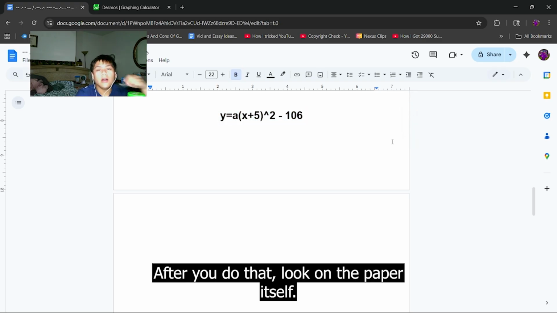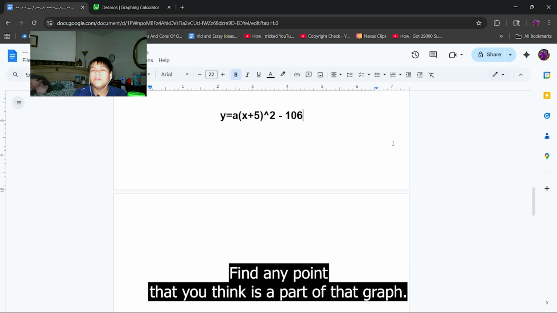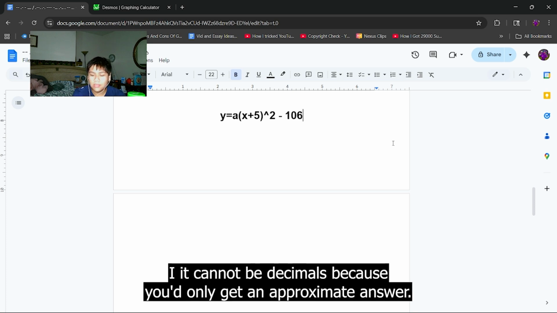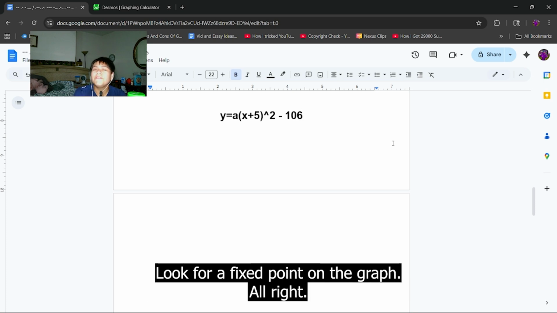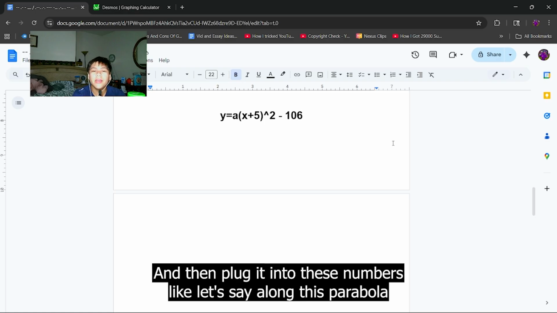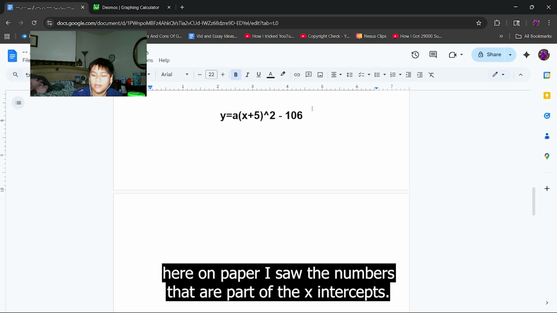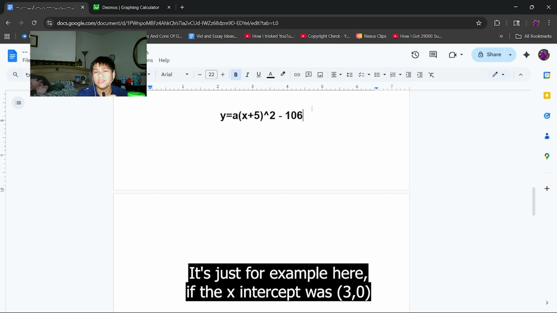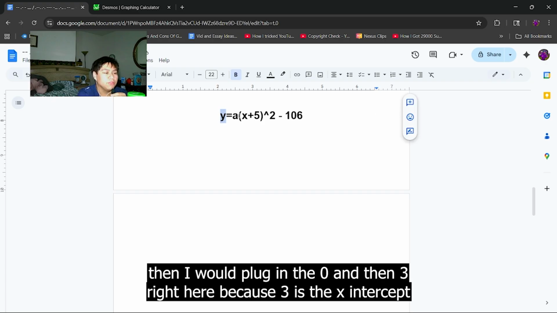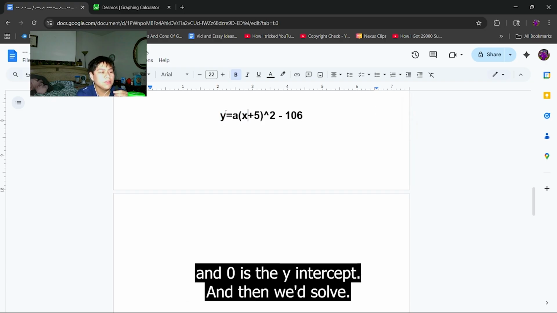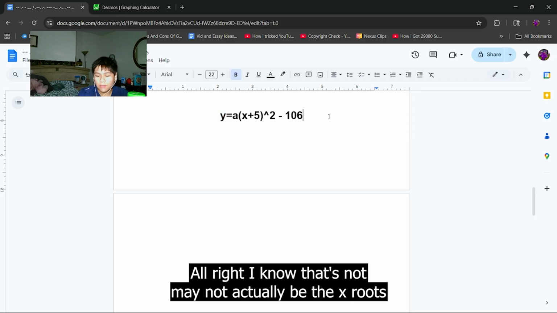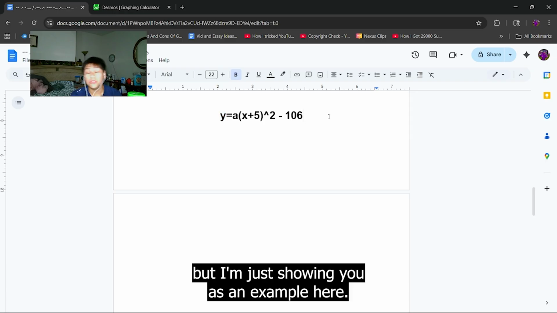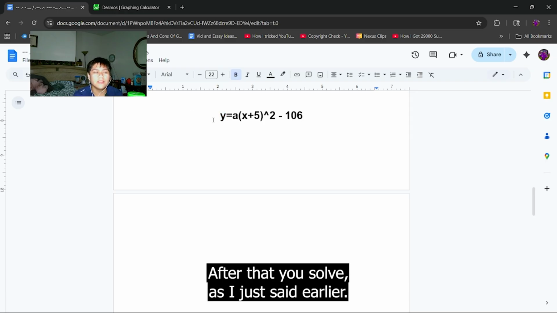After you do that, look on the paper itself. Find any point that you think is a part of that graph. It cannot be decimals because you'd only get an approximate answer. Look for fixed points on the graph, and then plug them into these numbers. Like, let's say along this parabola on paper, I saw the numbers that are part of the x-intercepts. It's just not actual x-intercepts, it's just an example. If the x-intercept was 3, 0, then I would plug in 3 for x and 0 for y right here, and then we'd solve. I know that may not actually be the x roots, but I'm just showing it as an example here. After that, you solve as I just said earlier.